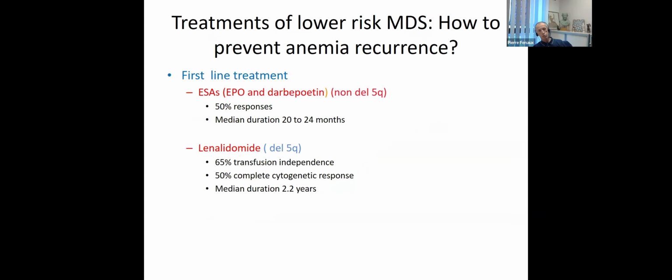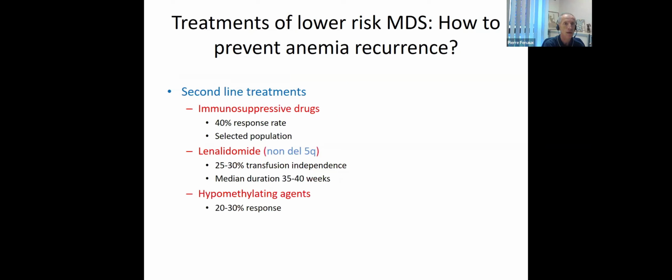About 50% of the patients will respond with a median duration of about 2 years. The other first-line treatment can be lenalidomide in patients with del5q, so 5q deletion. About 65% achieve red blood cell transfusion independence, and half of them achieve a cytogenetic response. That means there's a disappearance of the 5q deletion clone with a median duration of slightly above 2 years.